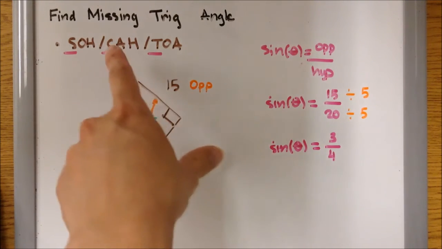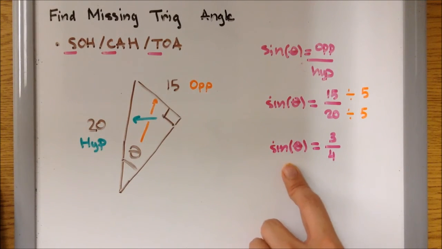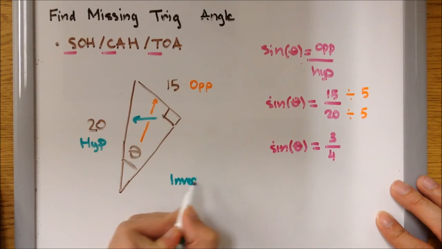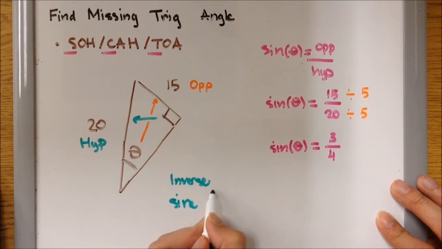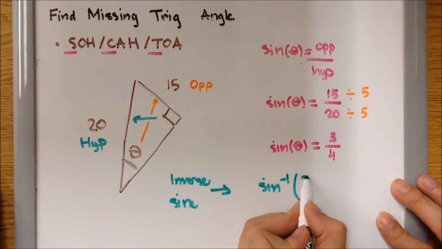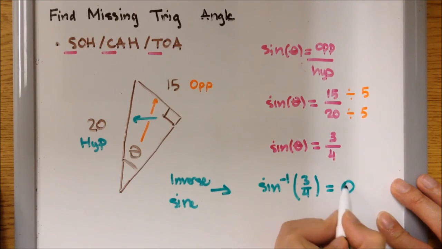Again, since we're solving for missing trig angle, we need to get angle theta to be by itself, but it has sine. So what we're going to do is use the inverse sine. So I'm going to write right here, inverse sine. And all we're going to do is write it as sine -1, and inside the parenthesis what it equals to originally, 3 over 4, equal to angle theta.